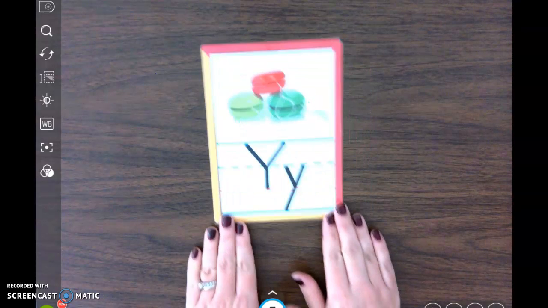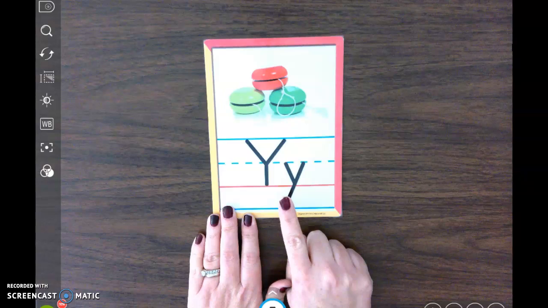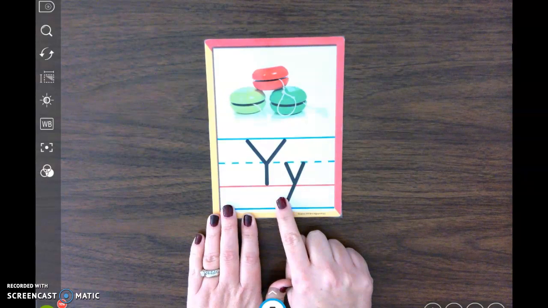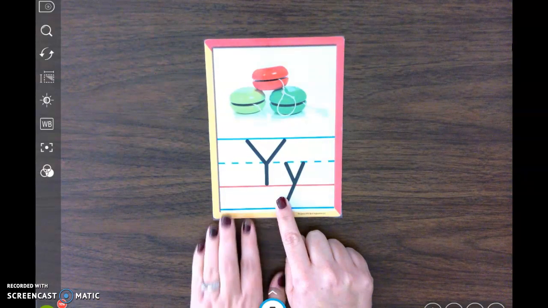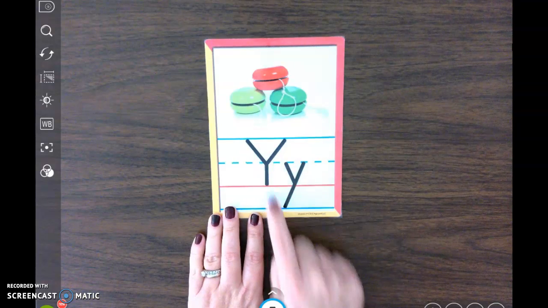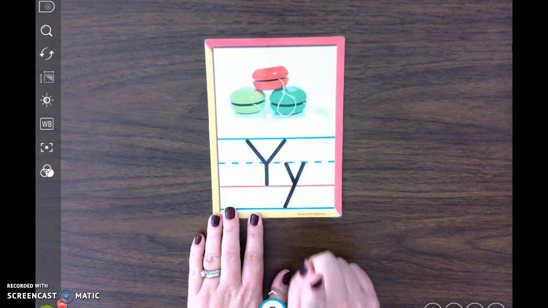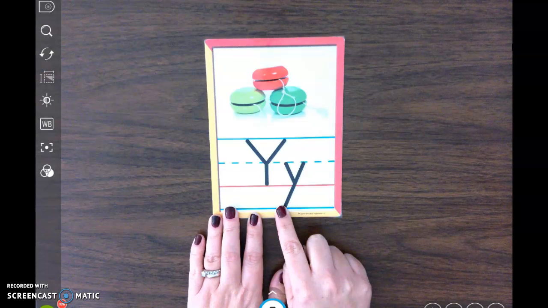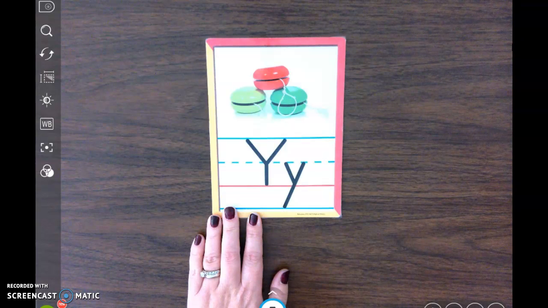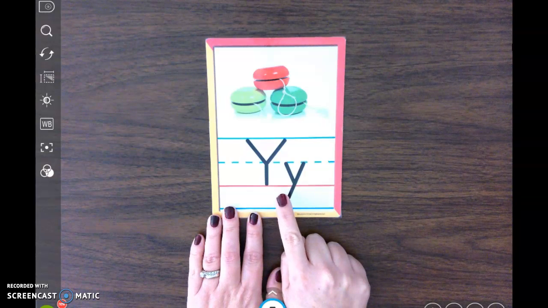So first, let's talk about the name of this letter. What is the name of this letter? We learned it yesterday. This is the letter Y. Say it with me. Y. And Y is a consonant, so it just makes one sound. Y says Y. Y says Y. Let's say that together 3 times. Y says Y. Y says Y.